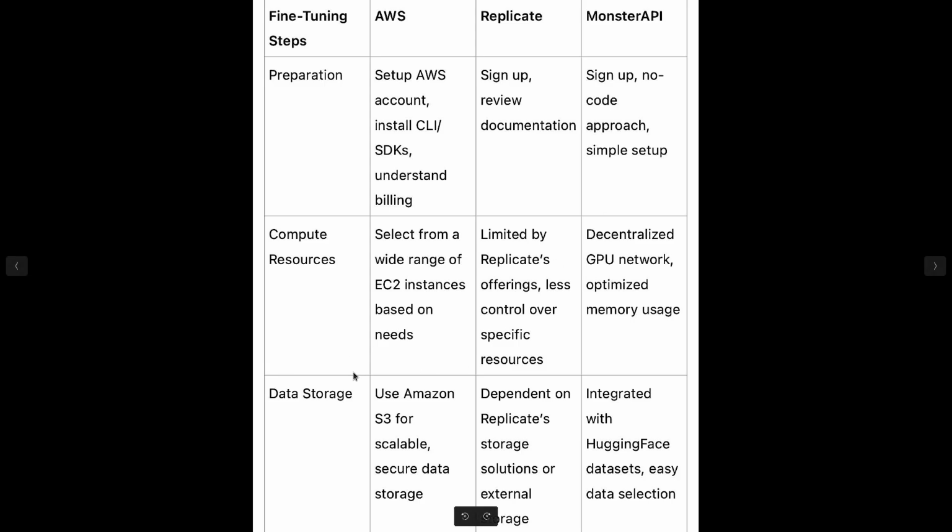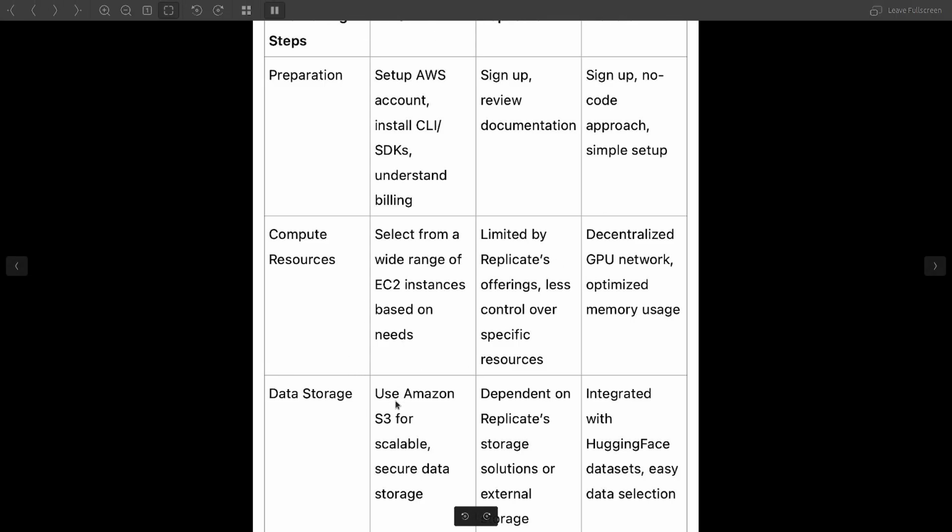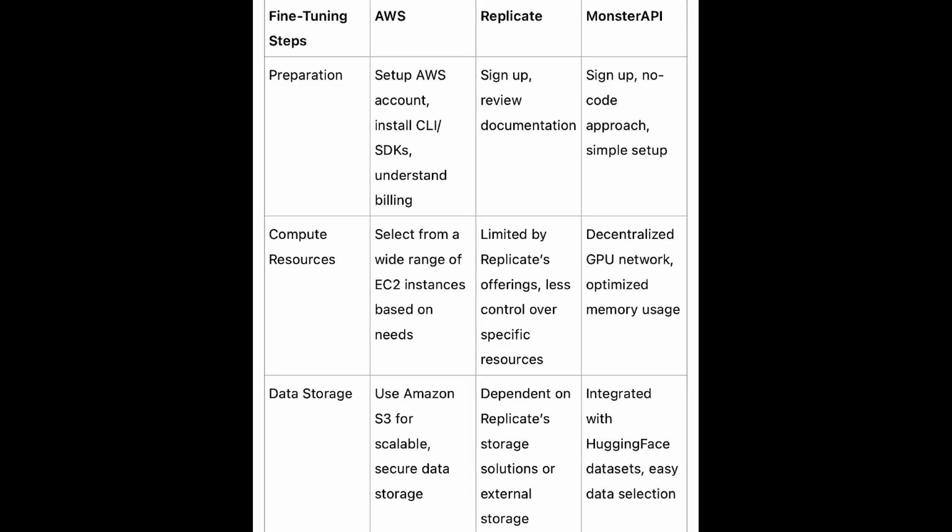Then compute resources. For AWS, you need to select from a wide range of EC2 instances based on your needs. And you really need to have a little bit of idea about these EC2 instances, launching and closing them, else you can really incur a lot of cost unless you are very careful. With Replicate, it's limited by Replicate's offering, with less control over specific resources. It is slightly simpler than AWS. But with MonsterAPI, it's the simplest and the fastest because it's a decentralized GPU network and optimized for memory usage. And you really don't have to set up many things here at all.